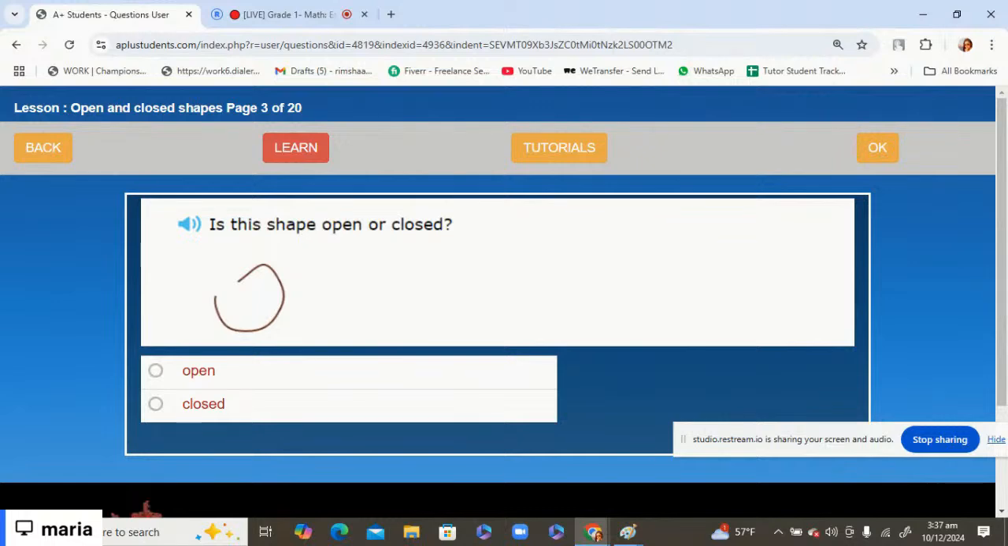Let's do this one. Is this shape open or closed? Check their ending and the starting point and then tell me.